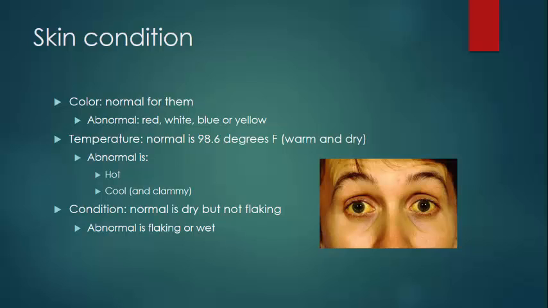Normal skin temperature is 98.6 body temperature, and they will actually feel warm and dry. So you pull the back of your glove off just a little bit so you can rest the back of your hand against a part of their body, usually the abdomen, to tell, are they hot, are they warm, are they cool. Abnormal would be hot, feverish. Abnormal would be cool, and oftentimes they're clammy. They actually feel wet. So a normal condition is warm and dry, but not flaking. Flaking is abnormal, too dry.